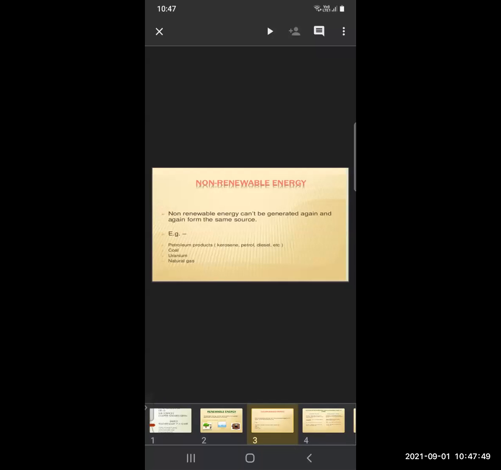Non-renewable energy can't be generated again and again from the same source. So what are the examples? Petroleum products, that is kerosene, petrol, diesel, etc. And next is coal, uranium, and natural gas. Once the energy is used, we cannot generate it again and again from the same source.